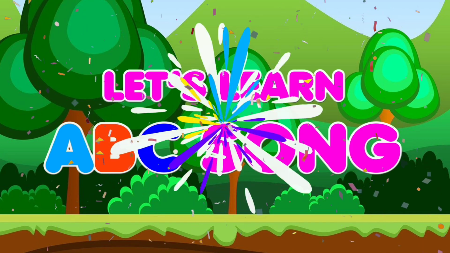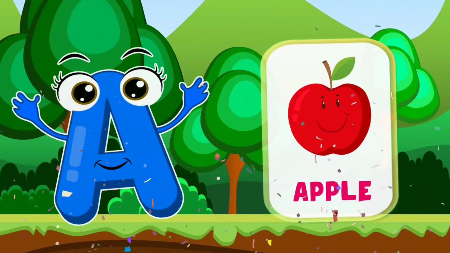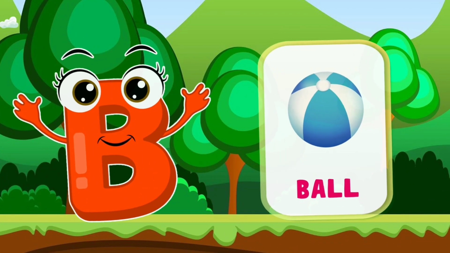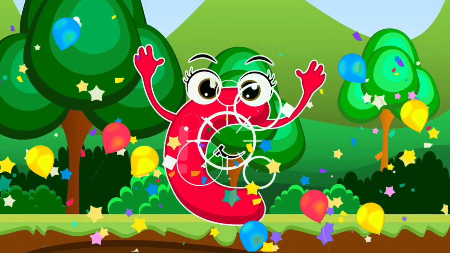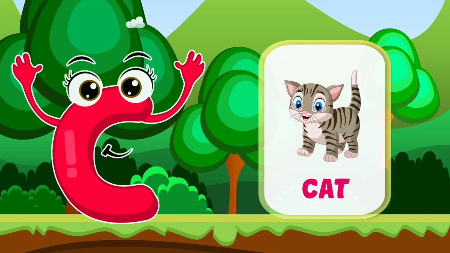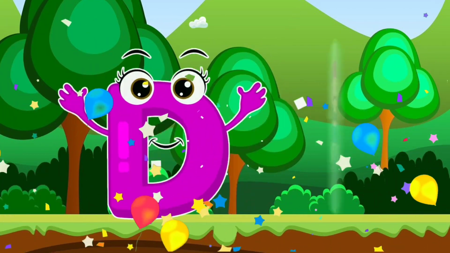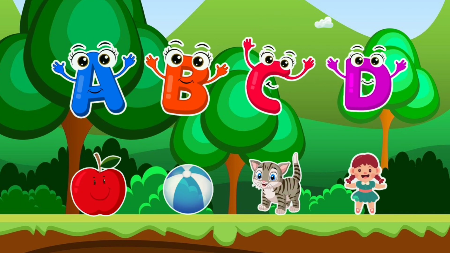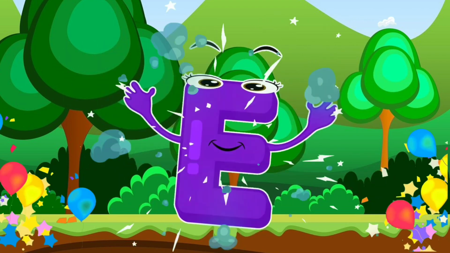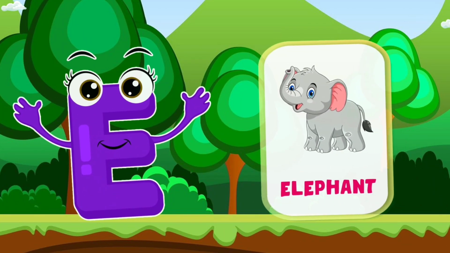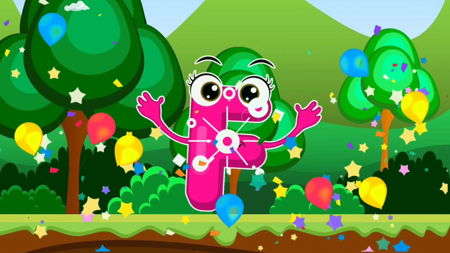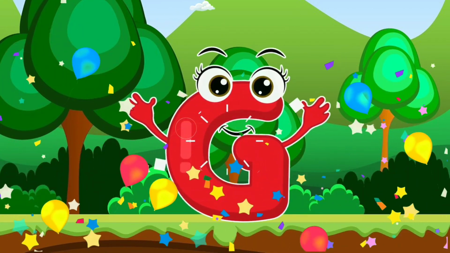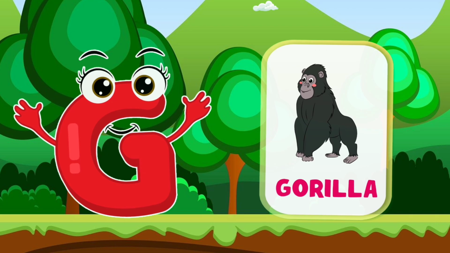Song. A is for apple, apple. B is for ball, ball. C is for cat, cat. D is for dog, dog. E is for elephant, elephant. F is for fish, fish. G is for gorilla, gorilla.